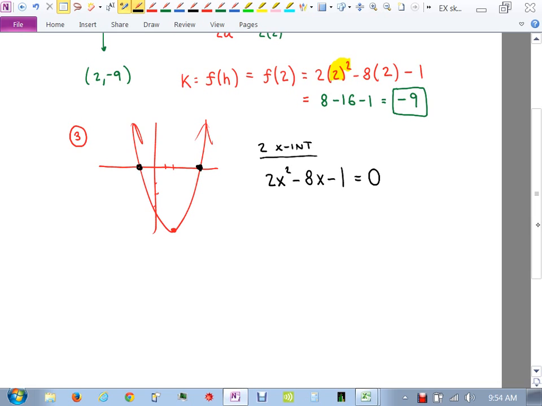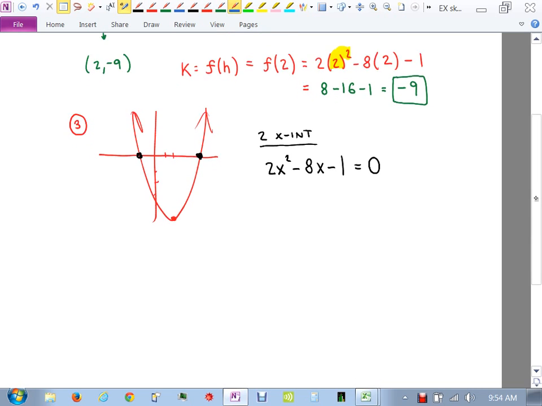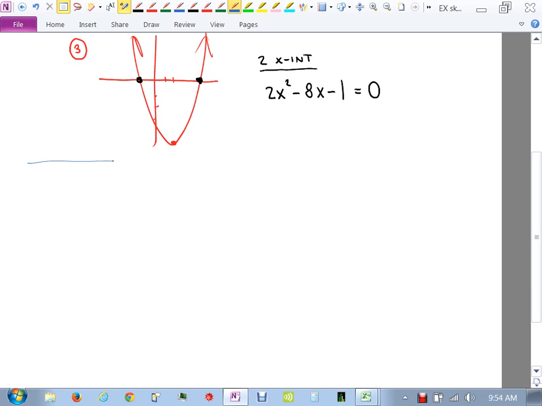So I know a lot of you are real big fans of factoring, but this isn't going to factor. So since it doesn't factor, you're forced to use a quadratic formula. You have to. So in case you've forgotten the quadratic formula, I will put it over here on the side.